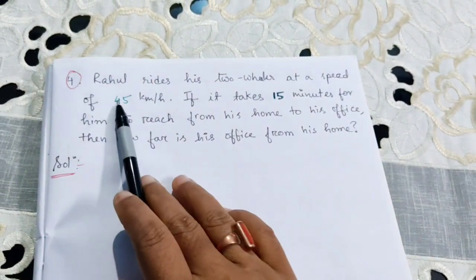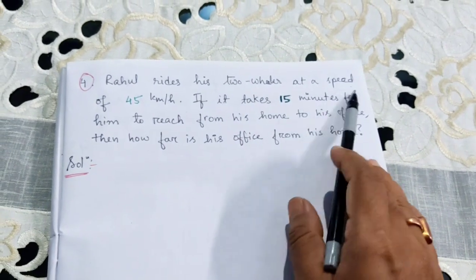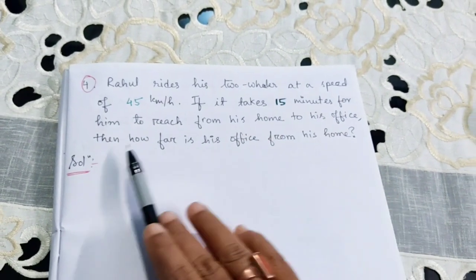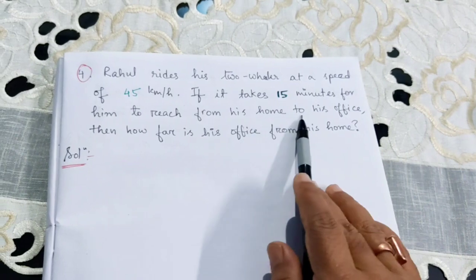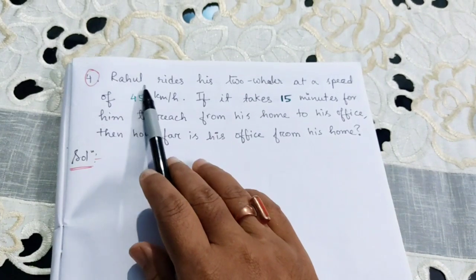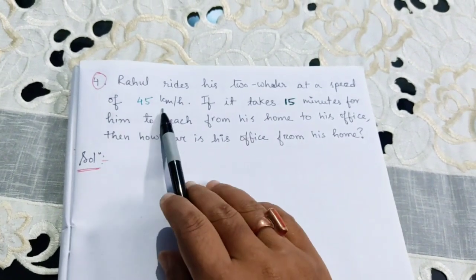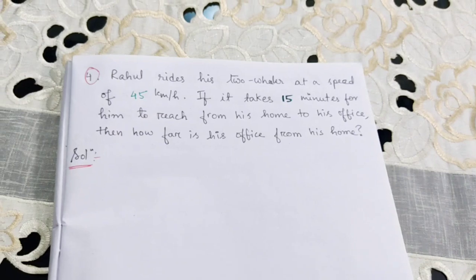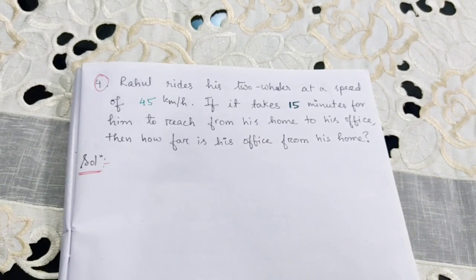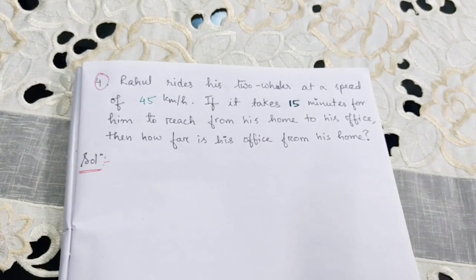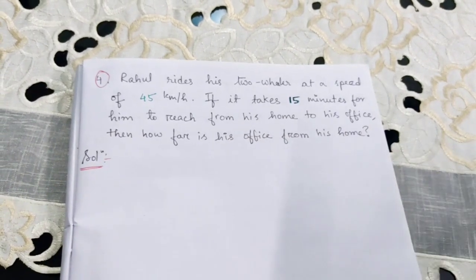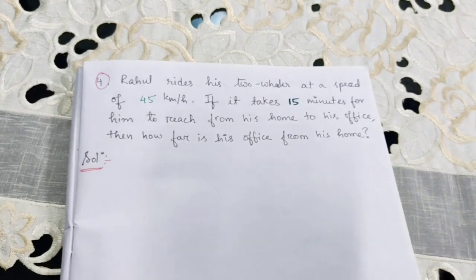So next question is, Rahul rides his two-wheeler at a speed of 45 km per hour. If it takes 15 minutes for him to reach from his home to his office, then how far is his office from his home? So here Rahul rides his two-wheeler at a speed of 45 km per hour. That means 45 km per hour is the speed. That means in 1 hour he covered how many kilometers? 45 km.